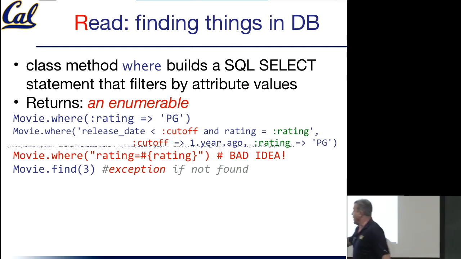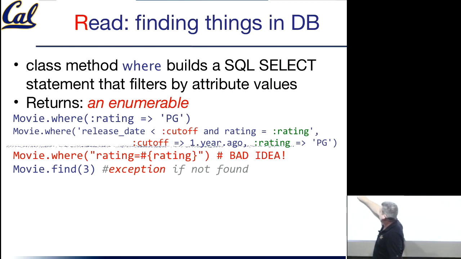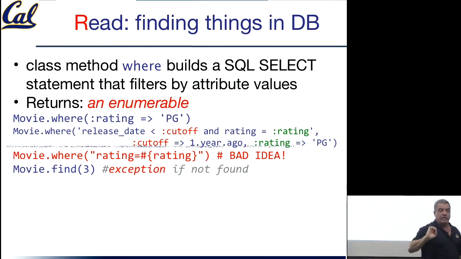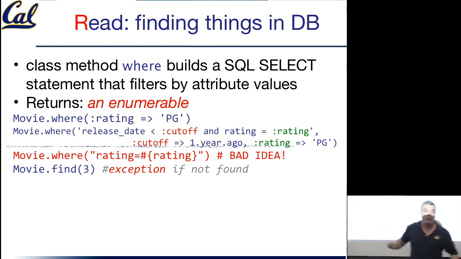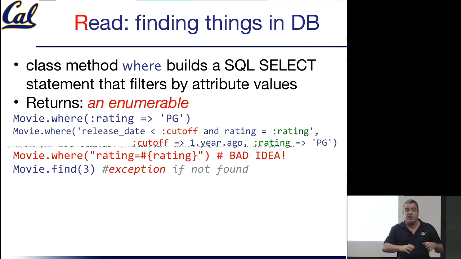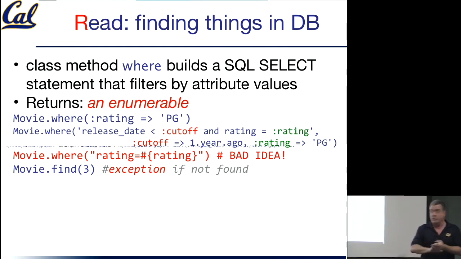Anybody care to speculate how you might do it, if you want to find something knowing only its ID, but in a way that is safe? What might you do? Movie.where ID is equal. Yeah, exactly. So movie.where ID and some value. And then, worst case, if it doesn't exist, you'll just get back an empty collection, and you can detect that fact and do something about it, right? But be careful of exceptions.